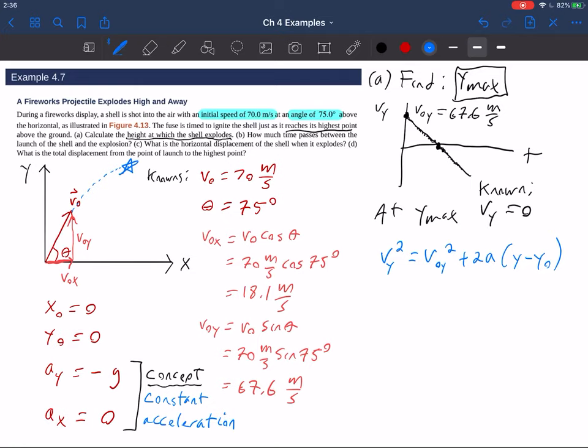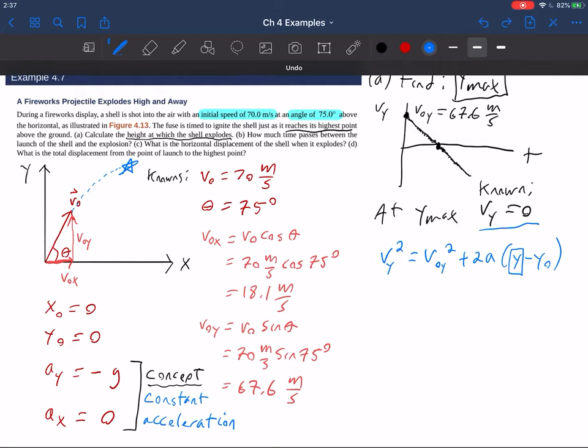In this formula, we know that our initial velocity in y is equal to 67.6. We know our final velocity in y is equal to 0. We know our acceleration is equal to minus g. We know our initial position in y is equal to 0 because we defined it that way. So our only unknown is y, and we can solve this for y max. If we plug in the velocity at that max height, we can solve for that max height.